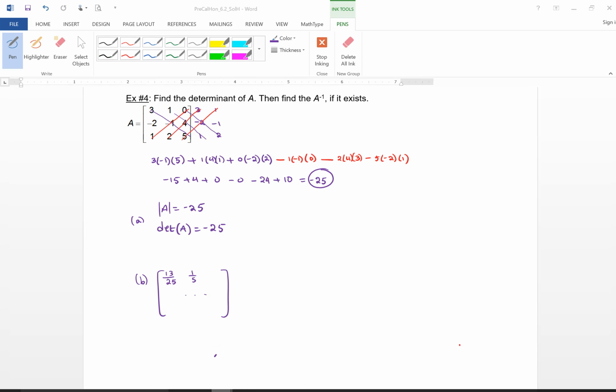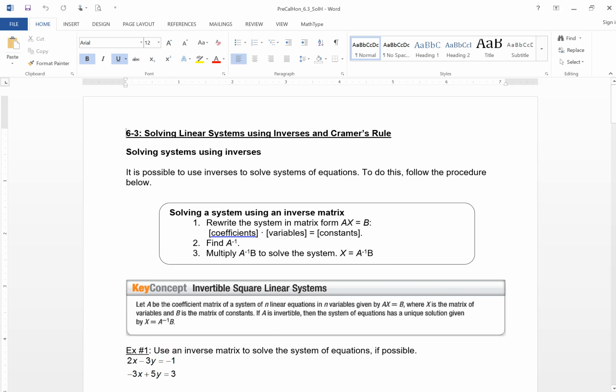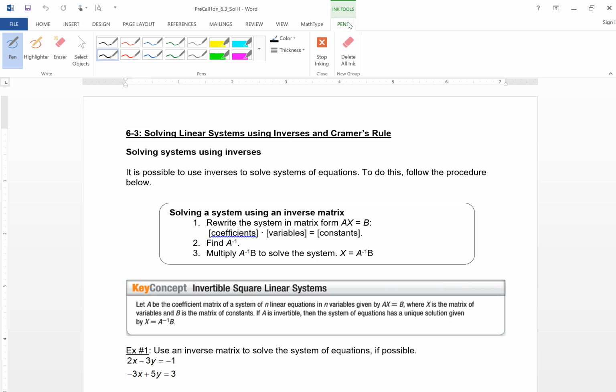With that, we're going to move on to section 3. We have learned several ways to solve systems of equations, including Gaussian elimination and Gauss-Jordan elimination. In this section, we're going to learn yet another way to solve systems, and this is using inverses. Okay? So the way you do this is the following.